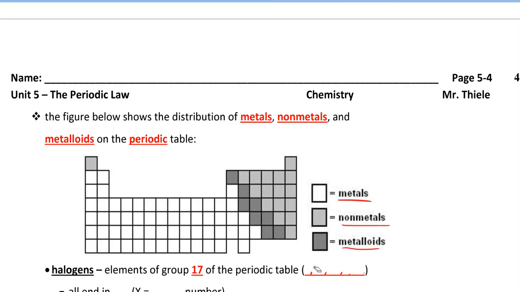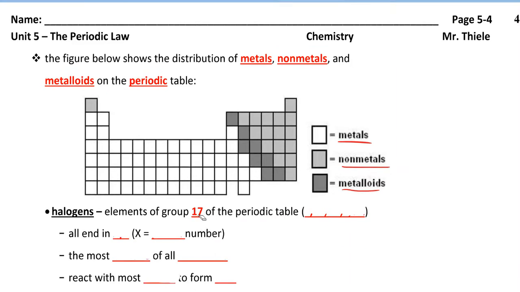So halogens are elements in group 17 of the periodic table, and the 17 may have already been filled in for you. If we're looking at this schematic drawing, they're all going to be right here. So these are some different groups that you have to now know in the periodic table. We have fluorine, chlorine, bromine, iodine, and astatine.